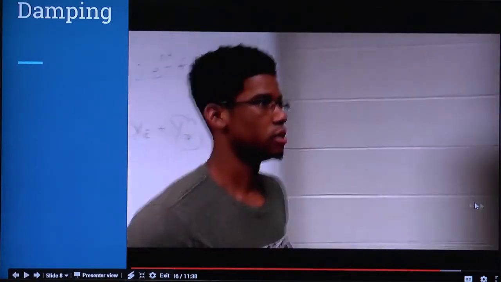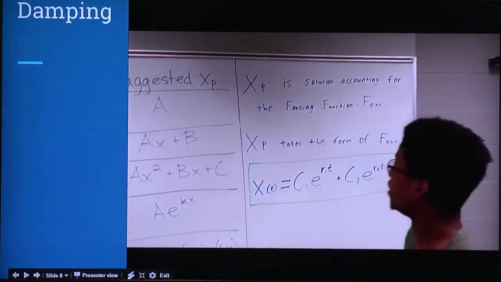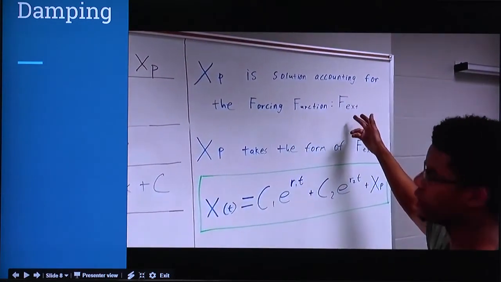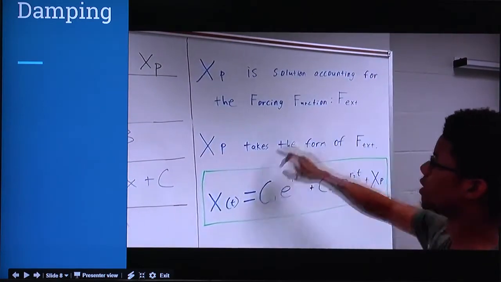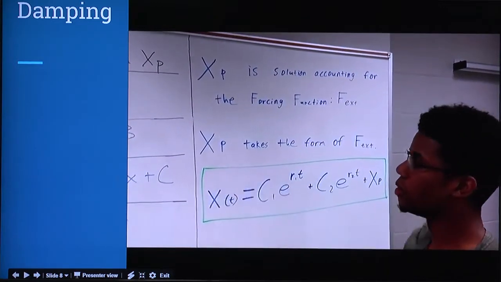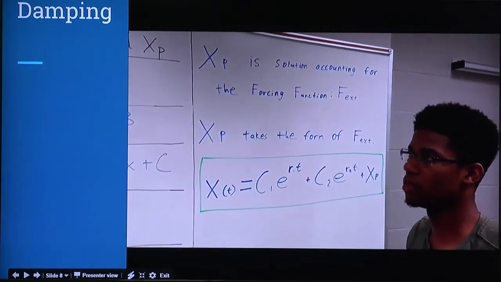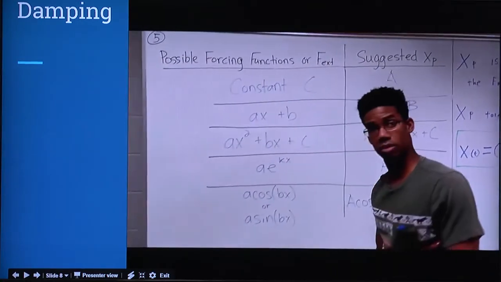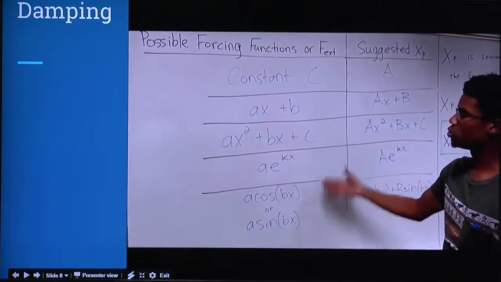All right, so our particular solution, as I said earlier, is really accounting for the forcing function, the force of external. And how does it do that? Well, it takes the form of it. So whatever the force of external is, that's the same format that is going to be used for the particular solution. Well, our force of external is not something that we can just grab or measure. It's very arbitrary. So that's why we have all these different functions that the other forces may be able to equate to.